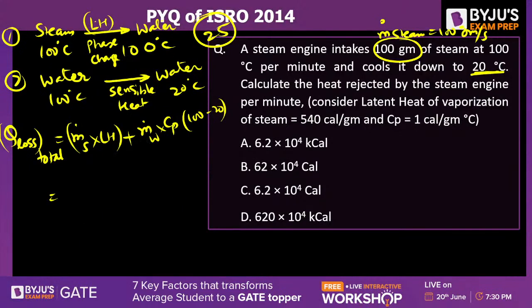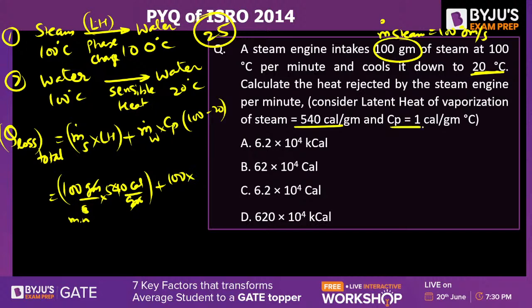What is the answer? Look, mass flow rate of the steam is 100 gram per minute. What is the latent heat? Latent heat of vaporization is 540 calorie per gram. So this is calorie per minute. So 100 into 540 calorie per minute plus mass flow rate of water is again 100 gram. Cp is 1 calorie per gram per degree Celsius. That is 1 into 100 minus 20, that is 80. So the unit is calorie per minute. Calculate the heat rejected by the steam per minute. Per minute is already there. So 540 into 100.